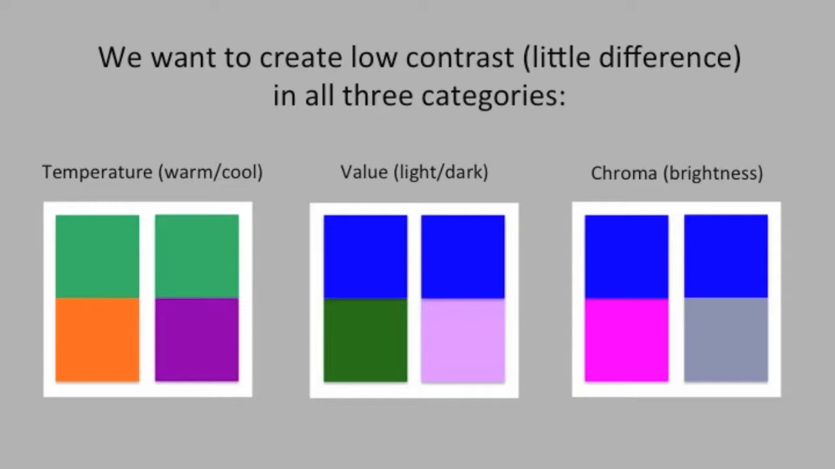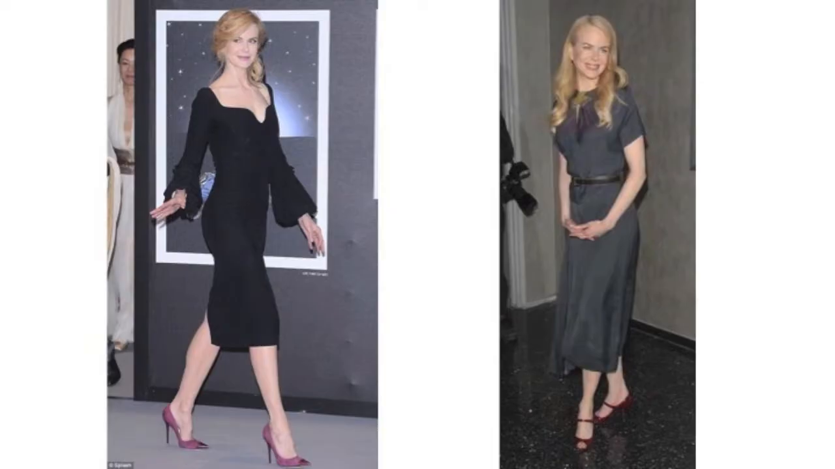So first, we want it to be warm and cool. We want that to be the same. We want the value to be the same. So we don't want one color to be lighter, one color to be darker. And last but not least, and this is often overlooked, is we want the chroma to actually be the same. So if your skin color is bright, you also want to wear a bright color. Pretty non-intuitive for a low contrast look. So let me show you what I mean.